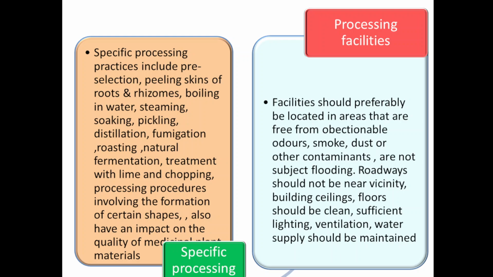The buildings and ceilings should be clean, the floor should be clean, sufficient lighting should be there, and ventilation should be there to prevent moisture, otherwise it will contaminate the product. Because when we are dealing with herbal raw material, it is very sensitive to moisture or humidity. If there is moisture or humidity, it will deteriorate the product due to microbial contamination also. For that reason, proper ventilation should be there, and water supply should be maintained in that particular area.